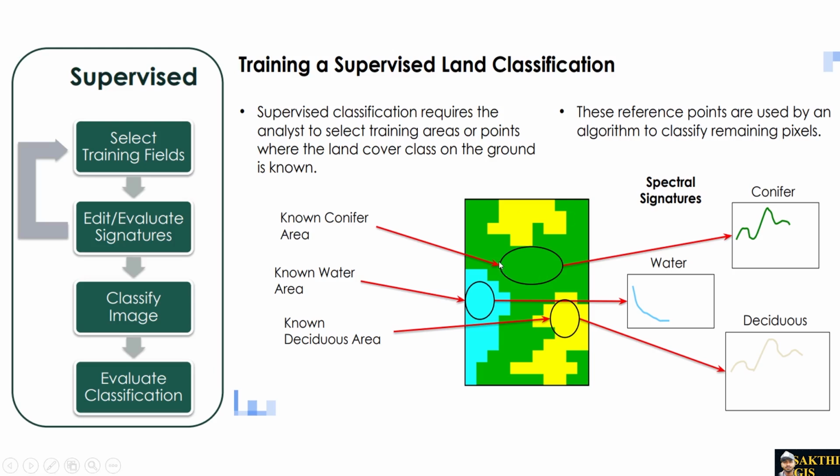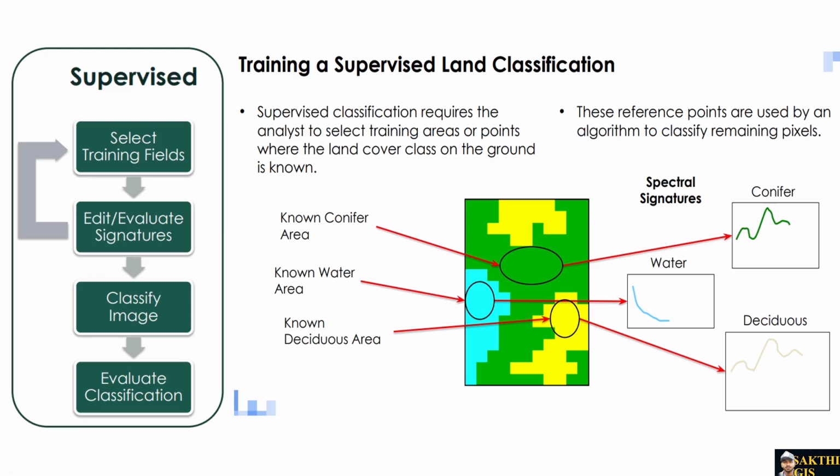For example, if it is an urban area, based on visual interpretation we can create one polygon or points. We tell it these pixels belong to urban, these pixels belong to water, and these pixels belong to agriculture. Like that we create a certain number of polygons or points as training data. Based on the training data it will create the signatures. Then we apply the machine learning algorithm, and that algorithm will classify the whole image into different land cover classes.